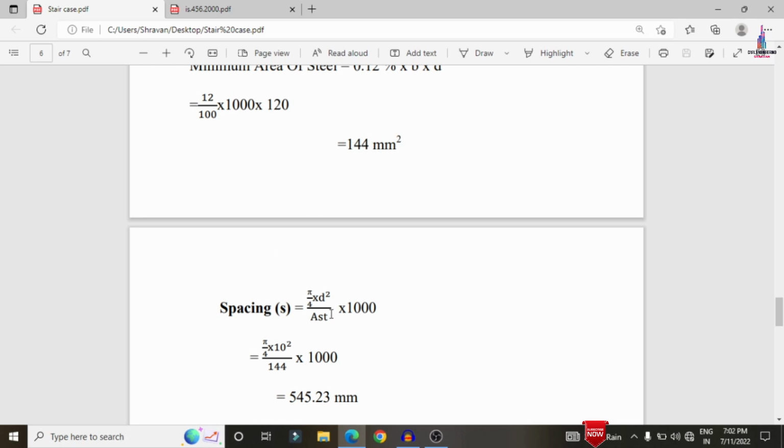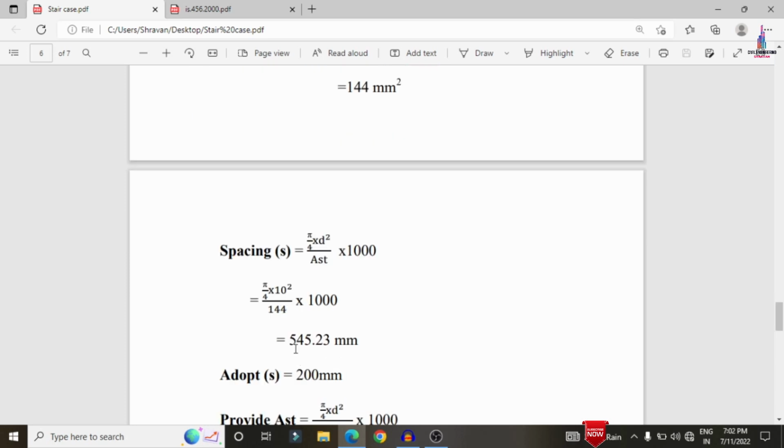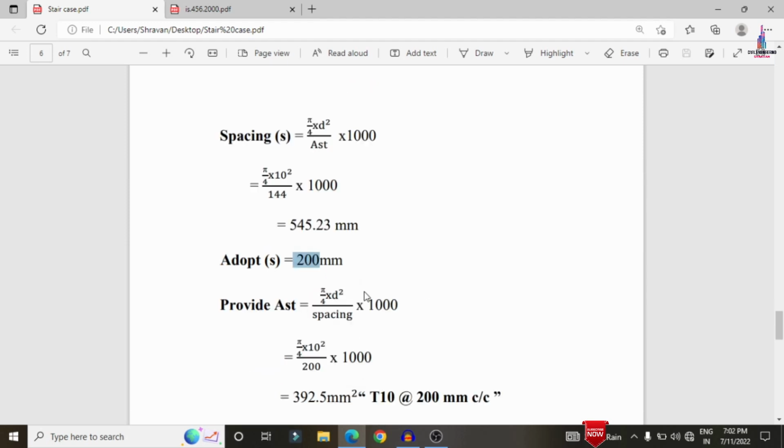Spacing equals pi by 4 into d square divided by AST, into 1000. If you substitute the value of the diameter of the bar as well as the AST, we will get the value of the spacing as 545.23 mm. So let us consider 200 mm spacing as per our assumption. Pi by 4 into 10 square divided by 200, into 1000, gives the AST provided as 392.5 mm square. So we have to provide tension reinforcement of 10 mm diameter bars placed at 200 mm center to center distance for the distribution reinforcement.